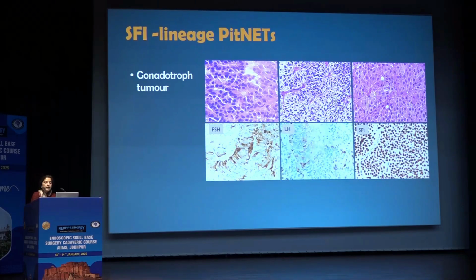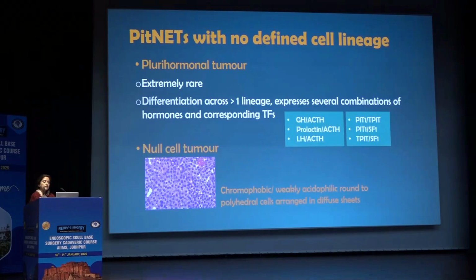This is the third category, that is SF1 lineage PitNETs. Now gonadotroph tumors come under this lineage. In this, on histopathology, we can have a trabecular pattern, we can have pseudo-rosette formation, we can have the cells in diffuse sheets, and on hormonal immunohistochemistry, FSH and LH will be focally positive, while strong nuclear positivity for SF1 is diagnostic. This is the last category of the tumors, and that is PitNETs with no defined cell lineage.